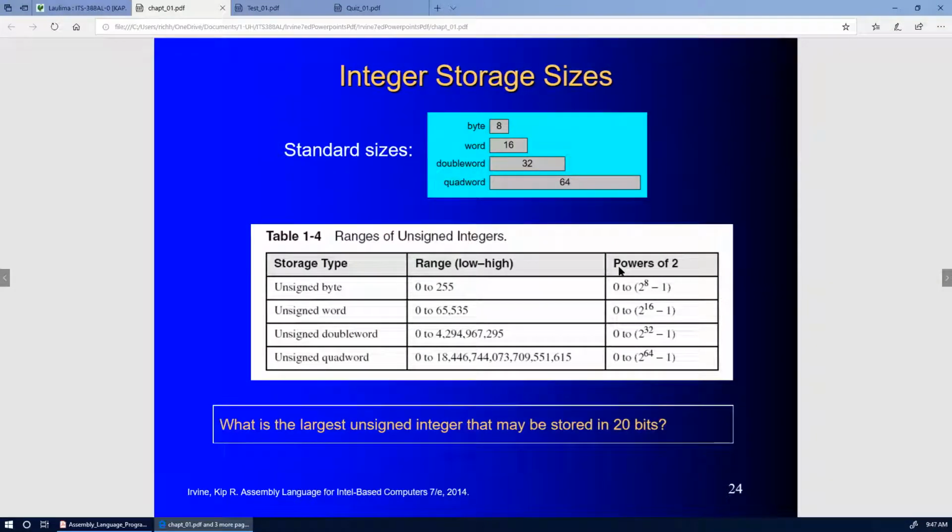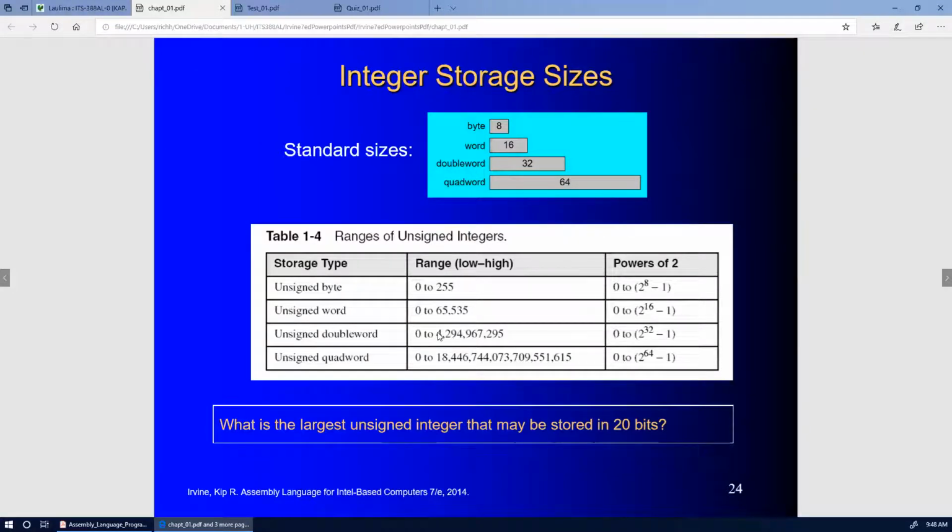We store integers in a series of bytes, either 1 byte or 2 bytes or 3 bytes or 4 bytes. And 1 byte is 8 bits, 2 bytes is 16, 4 bytes is 32, and 8 bytes is 64. You might recognize all these numbers. These are all powers of 2. And these here are the ranges. So 16 bytes, I'm sorry, 16 bits can hold up to 2 to the 16th power, which is 65,536. So it's 0 to 65,535.